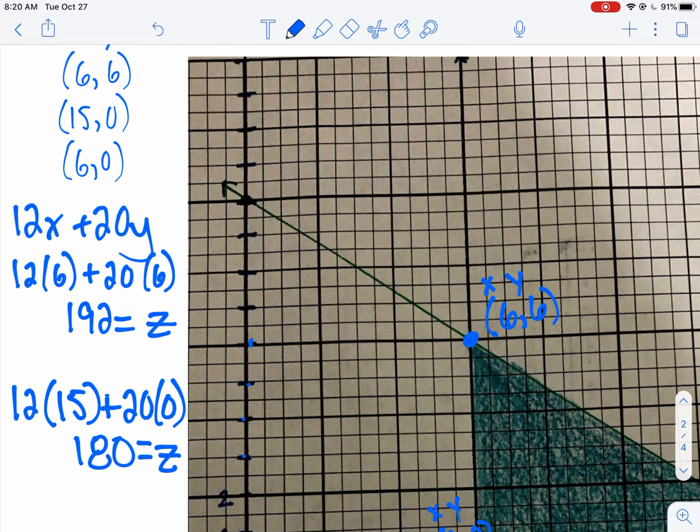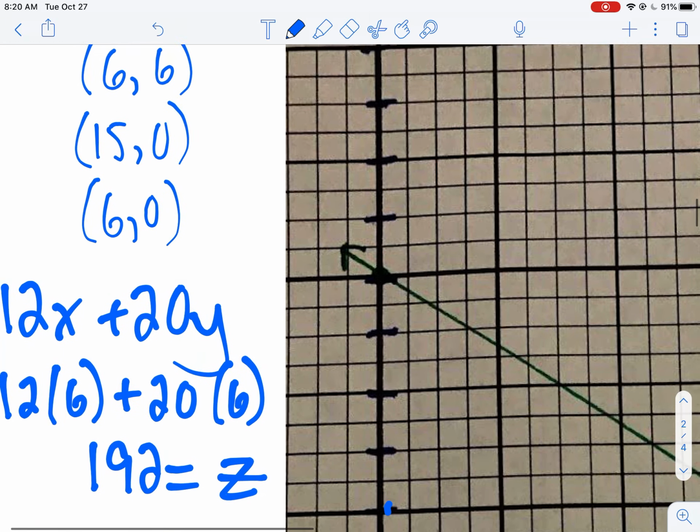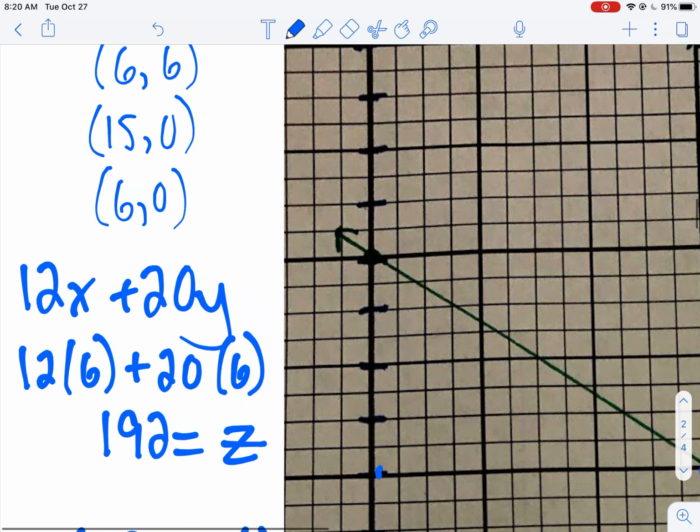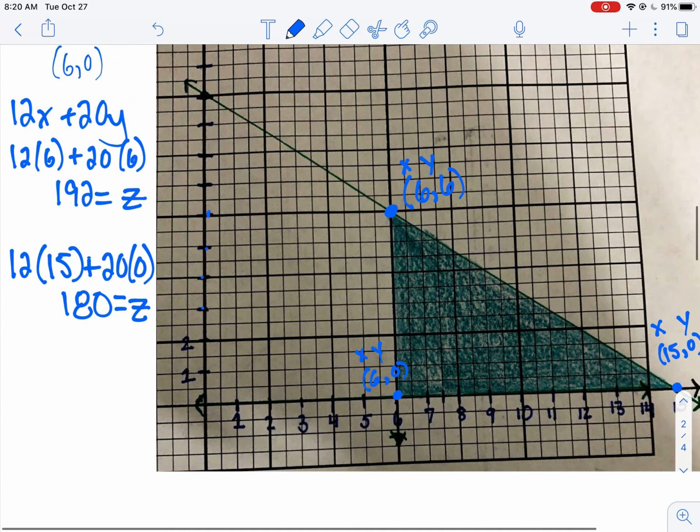So far, based on what I'm seeing, to maximize my function I'm going to have to use ordered pair 6, 6, because that gave me the greatest answer so far. But just to check, we're going to use 6, 0 and see what happens. So I'm going to plug in 12, and then x is going to be 6 and y is going to be 0.